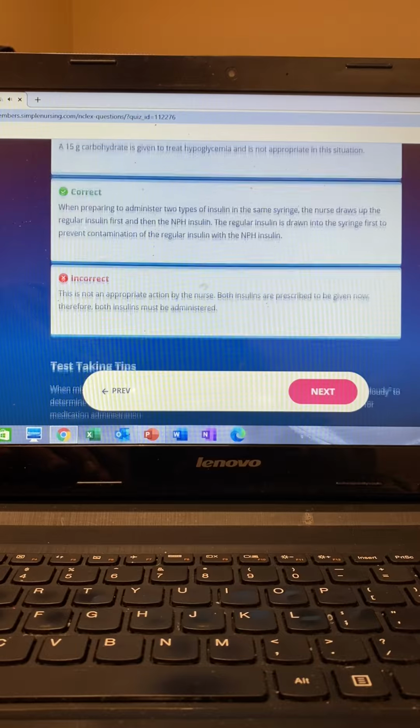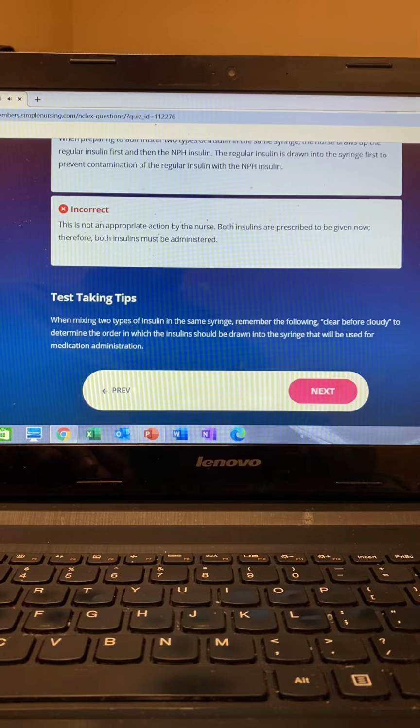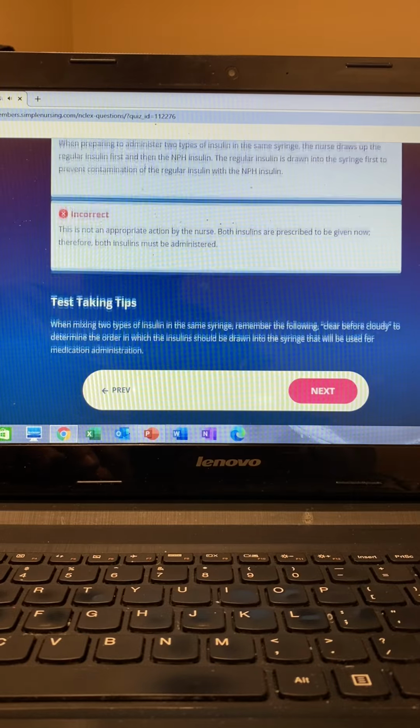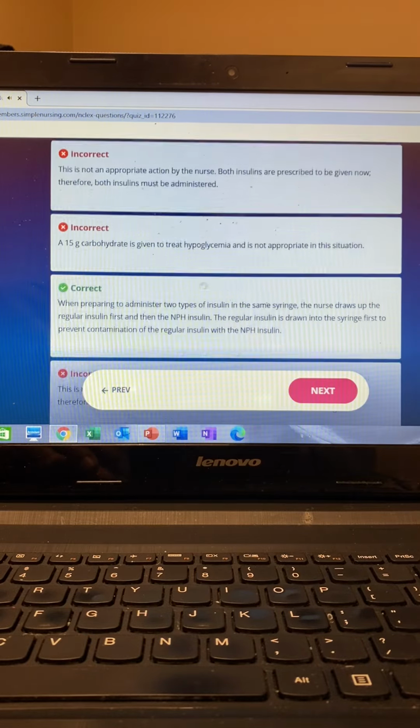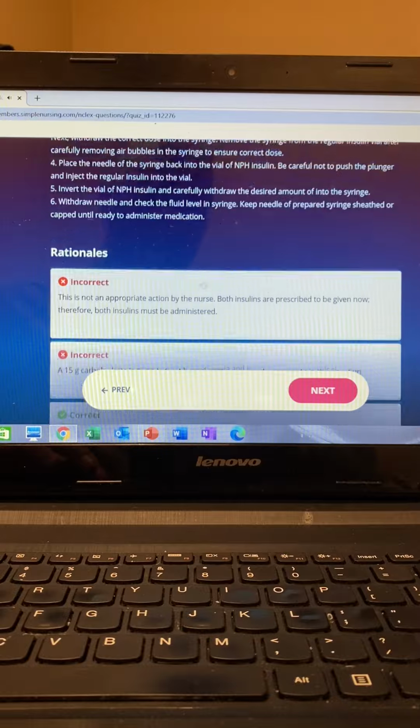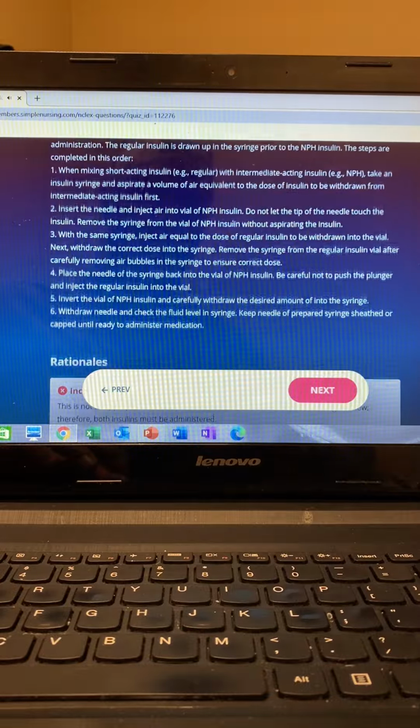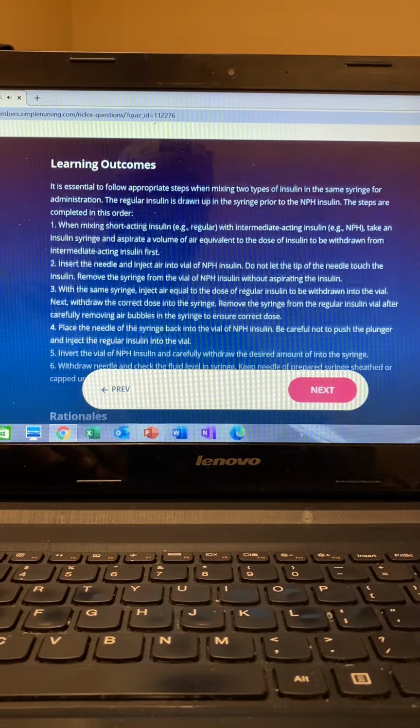So option number 1 and 2 are incorrect. Administering only regular insulin is not following the doctor's orders. We administer both of them. Option number 2, patient has high blood glucose. Doesn't need carbs, they need insulin here.